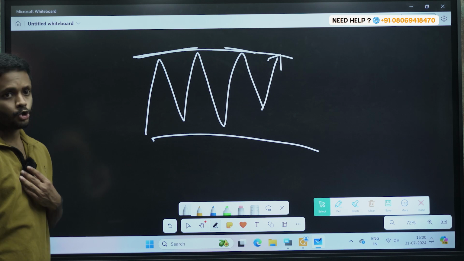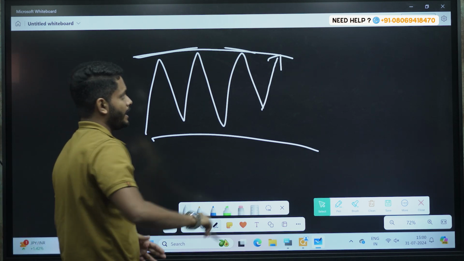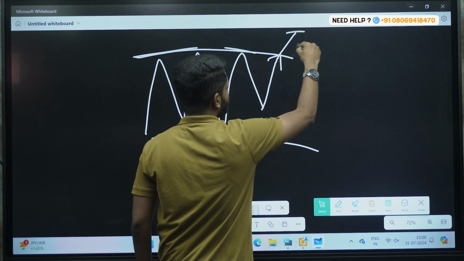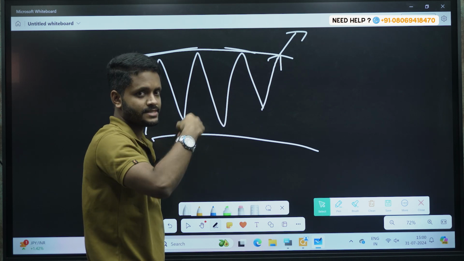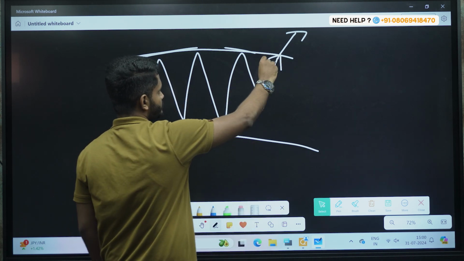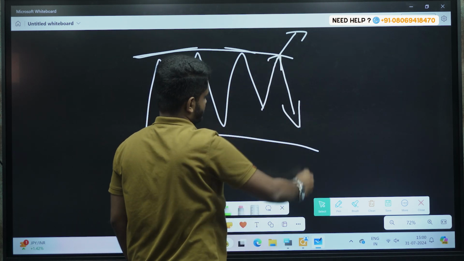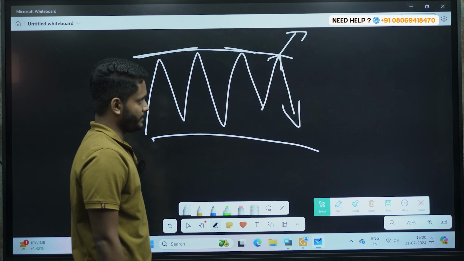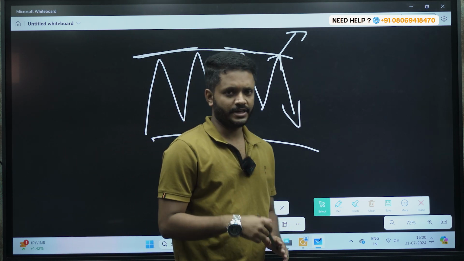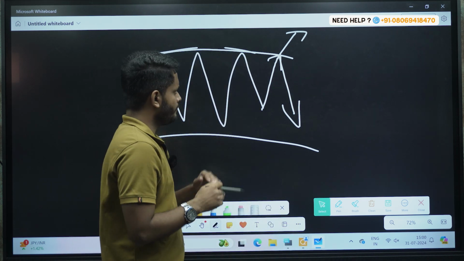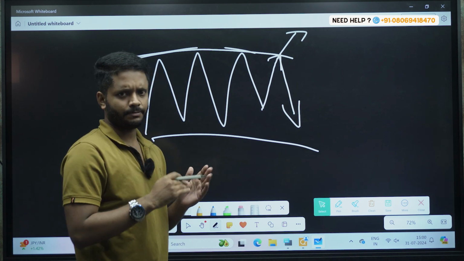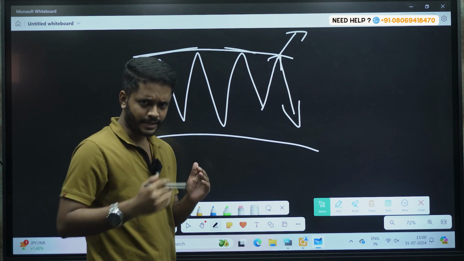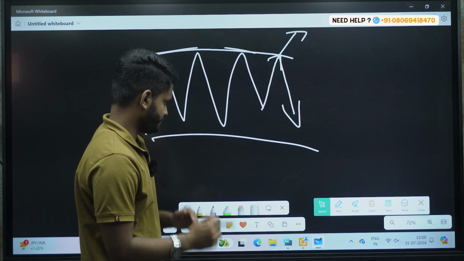Okay, now there are two possibilities, correct? Either the price can move upward by breaking this resistance and give a decent breakout, or else the price can retrace from that level, correct? So there are two possibilities. When a price approaches a resistance, there are two probabilities: either the price might break out or the price might retrace from that level, correct?